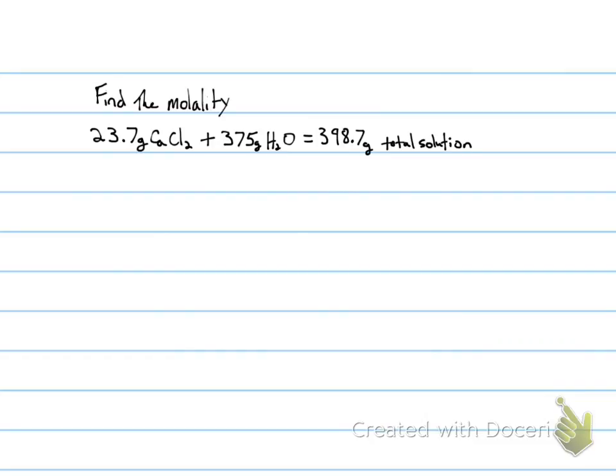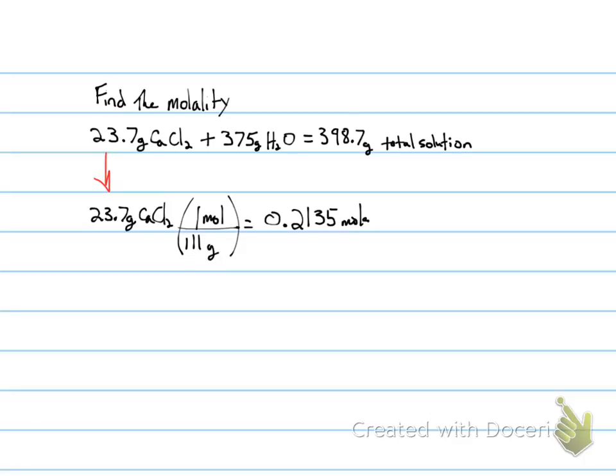Find the molality this time, given the similar constraints. Well, I already calculated the total grams of the solution. So the first thing we do is convert this into moles. So 23.7 grams CaCl2, and 111 grams is equal to 1 mole. 0.2135 moles. Excellent.